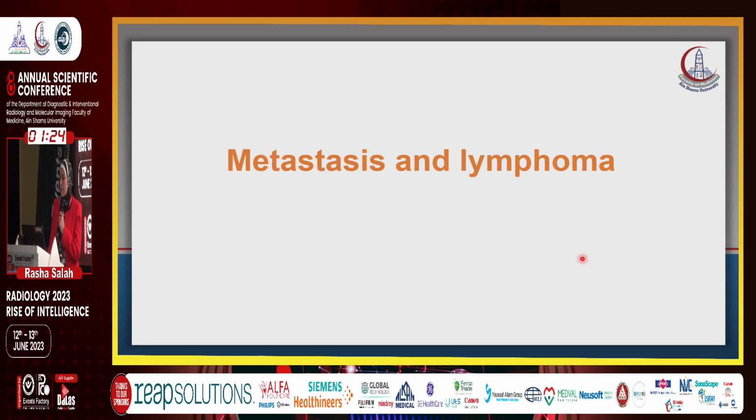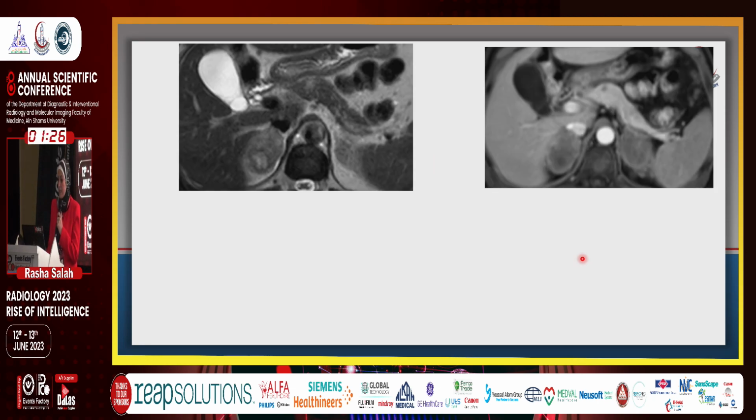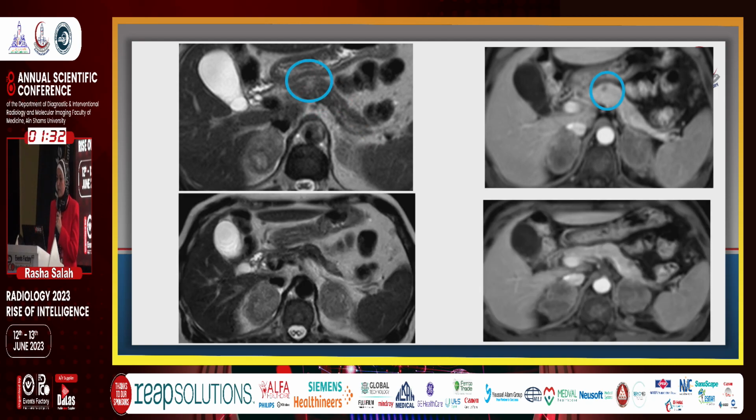Also, metastasis and lymphoma could present in the pancreas, as we can see here that this patient has a small pancreatic lesion over here with bilateral adrenal masses and another small nodule at the pancreatic tail. So the multiplicity of the lesions raised the possibility of either metastasis or lymphoma, although they are not so common, but we encounter a lot of cases that have metastasis in the pancreas.